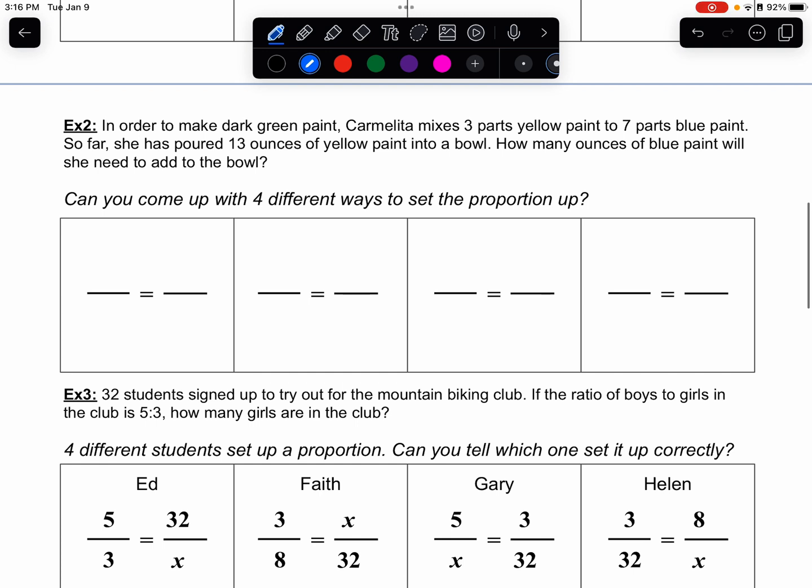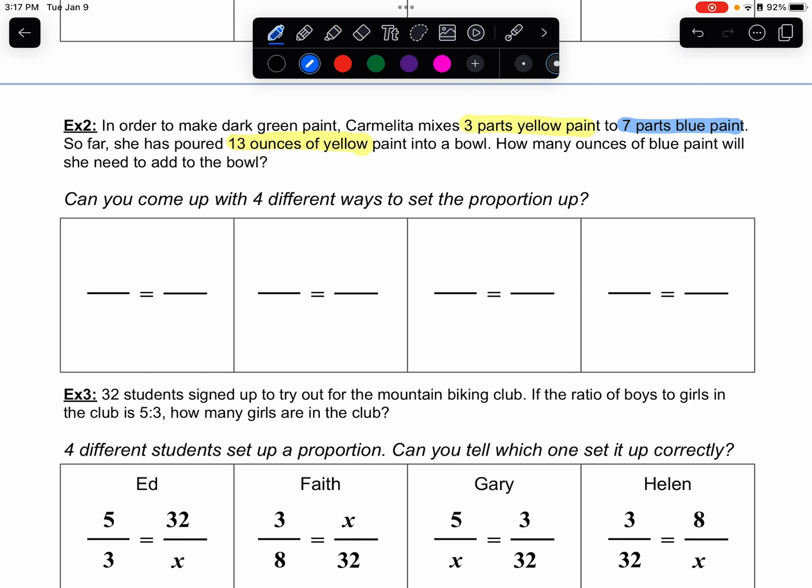Example number 2. In order to make dark green paint, Carmelita mixes 3 parts yellow paint to 7 parts blue paint. So far, she has poured 13 ounces of yellow paint in a bowl. How many ounces of blue paint will she need to add to the bowl? So it looks like she is doing 3 parts yellow and 7 parts blue. Ooh, I should have a blue highlighter. That would be cool. So far she has 13 ounces of yellow. How many ounces of blue? That's the thing that we don't know.